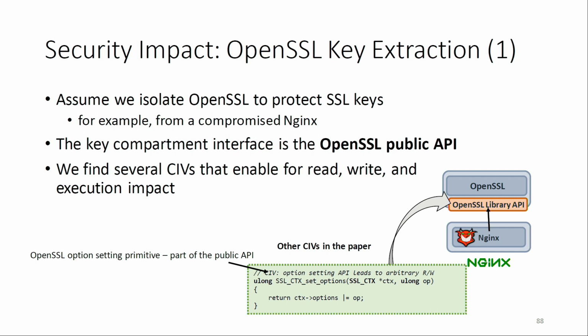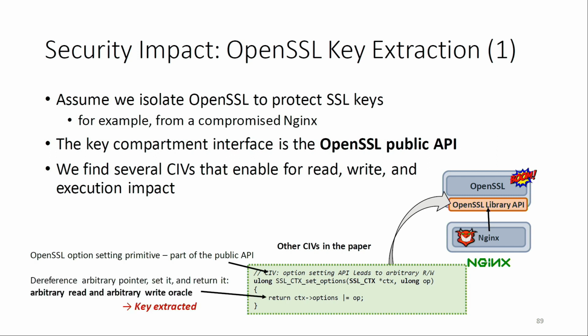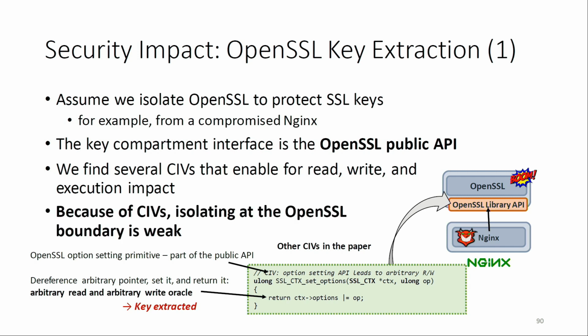Take this option setting primitive, for example, which is part of the OpenSSL public API. It dereferences an interface-crossing pointer, sets it, and returns it, clearly resulting in an arbitrary read and write oracle. Any attacker that can compromise the application's control flow will likely be able to extract the SSL keys easily. Thus, clearly, if the API is not carefully sanitized, the benefits will be pretty low, at most a form of hardening.